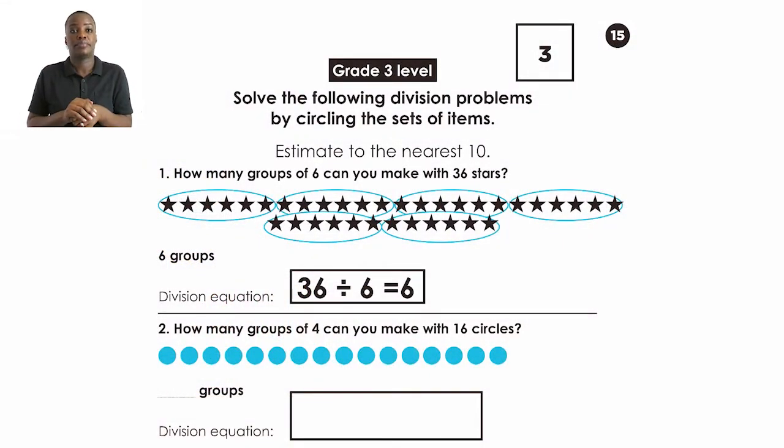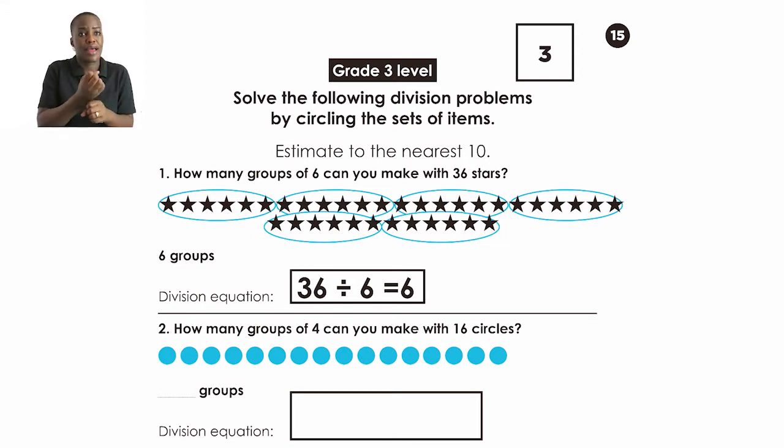On page 15, we can see that we have division. Now to divide is to break apart and put in different groups. We are going to be using the grouping system and we are going to circle them. You can see for number 1, they have done it for us and they are stars. Number 1 says, how many groups of 6 can you make with 36 stars? So they have 36 stars and in each group they are going to put 6 stars. You can count them and see that in each group there are 6 stars.